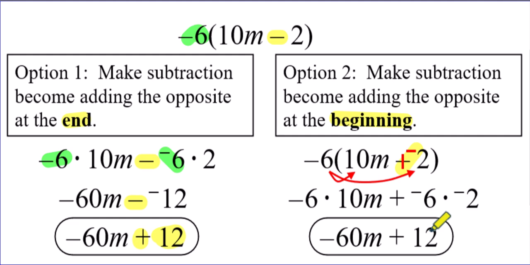Now, some kids don't like that because they think there's too many negative signs here to keep track of. However, if you do it the other way, there's a minus to keep track of in between. So I really don't think one way is easier than the other. They're both about the same to me.